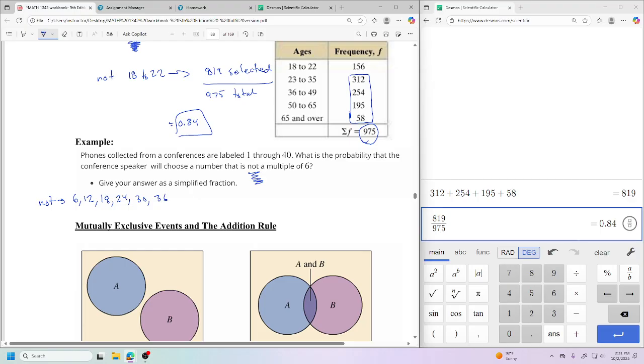So normally I got 1 through 40. That would be 40 total. But then I'm going to get rid of 6 of them, right? So I'm going to say 40 minus 6. There's 34 of them. So that's 34 selected. What was my grand total again? 40. Put it in and we're done.